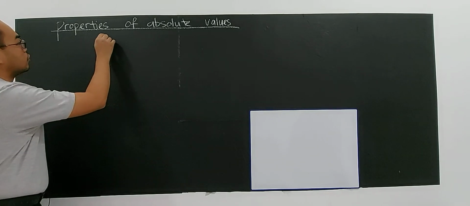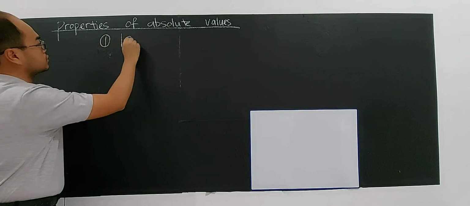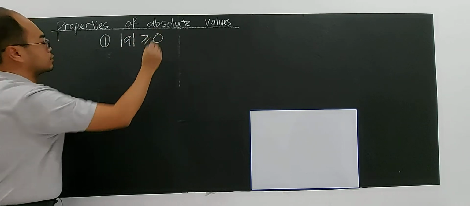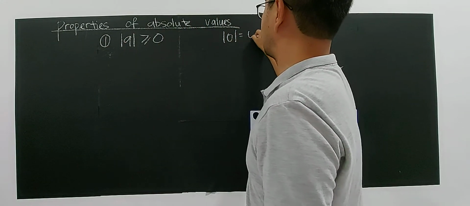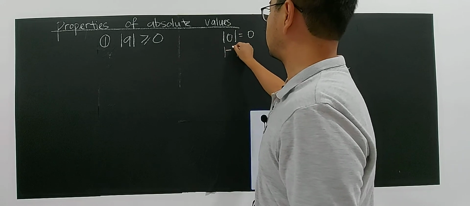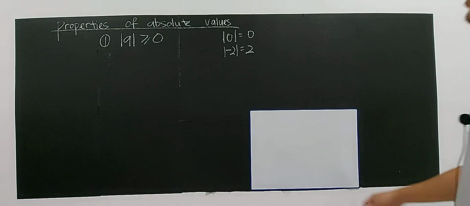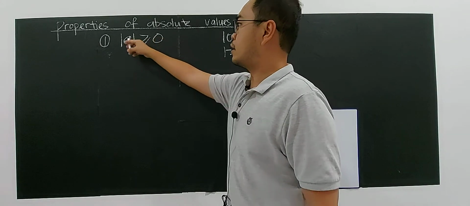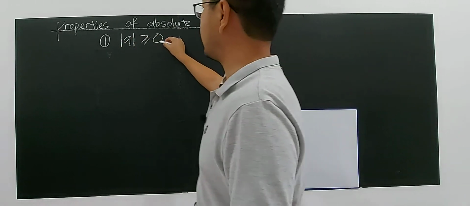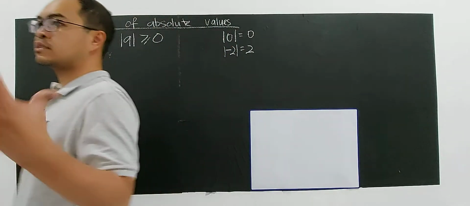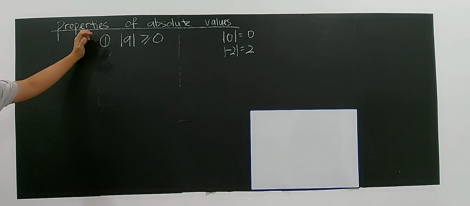The first property is that modulus is always positive. The modulus of any number is at least 0. It means that if you take the modulus of 0, you will have 0. If you take the modulus of negative 2, you will get 2. It will turn positive, so 0 is the least value. Anything you put, negative 100, it will be more than 0. So modulus is always positive. This is how you define the absolute values. The absolute value is always positive.